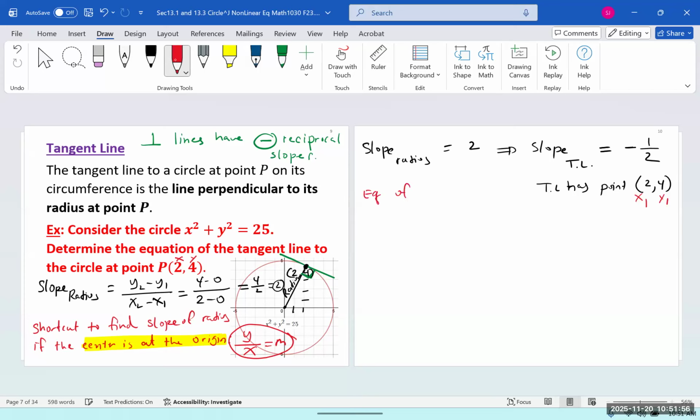Now, what's the equation of any line? y minus y1 equals slope times x minus x1. Either one of them is fine. So y minus what for the tangent line? 4. What's the slope of the tangent line? No, tangent line. -1/2 times x minus 2.